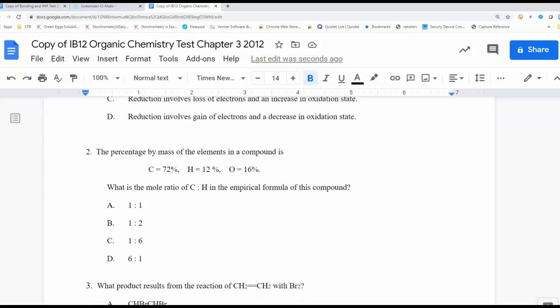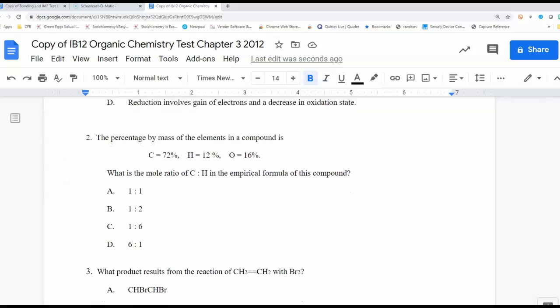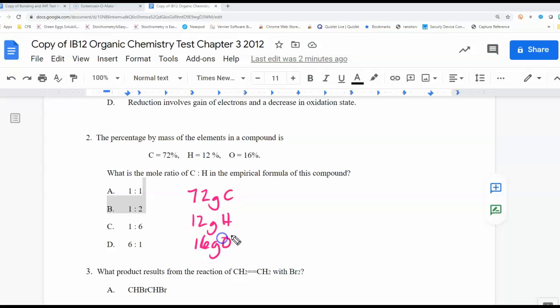Next question. Percentage by mass of the elements in a compound is given there. What is the mole ratio of C to H in the empirical formula of this compound? So let's do a little bit of this. We have a carbon that is 72. Let's make sure that we can write on our page. We've got 72 grams of carbon, 12 grams of hydrogen, and 16 grams of oxygen. So dividing each by their molar masses gives us 1, and divide that by 12. And that's going to give us 6.